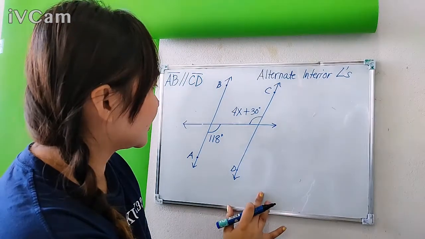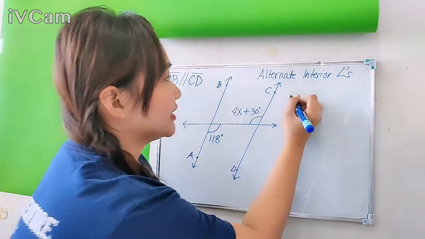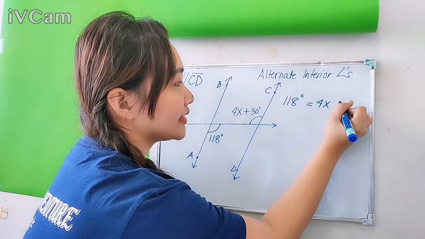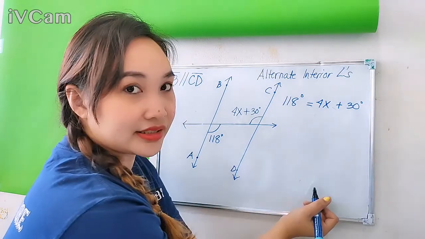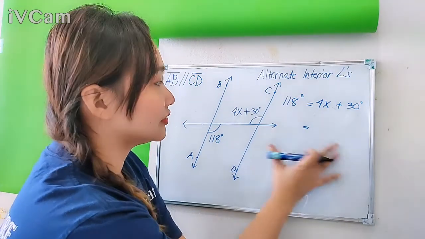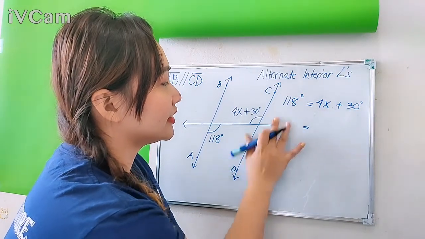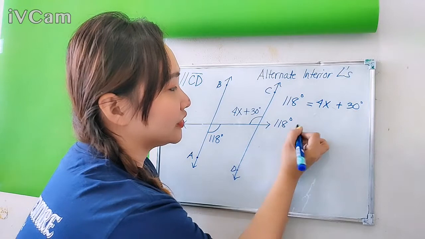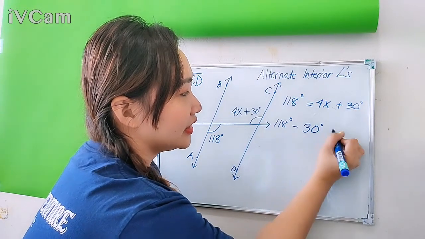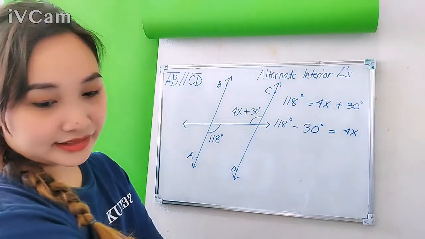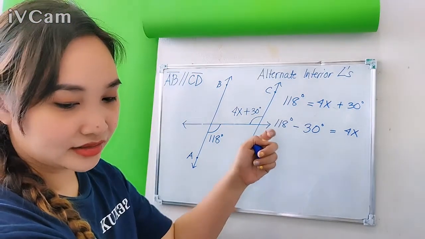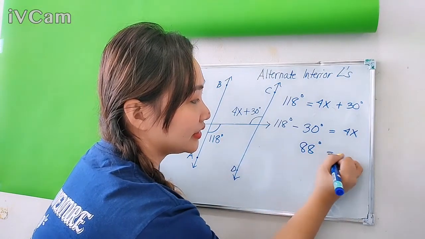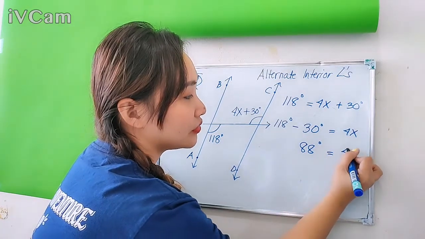So we can do it like this: 118 degrees is equal to 4x plus 30 degrees. Okay, so we can solve it like this. We have 118 degrees, move to the other side, minus 30 degrees, equal to 4x. So 118 degrees minus 30 is equal to 88 degrees, is equal to 4x.